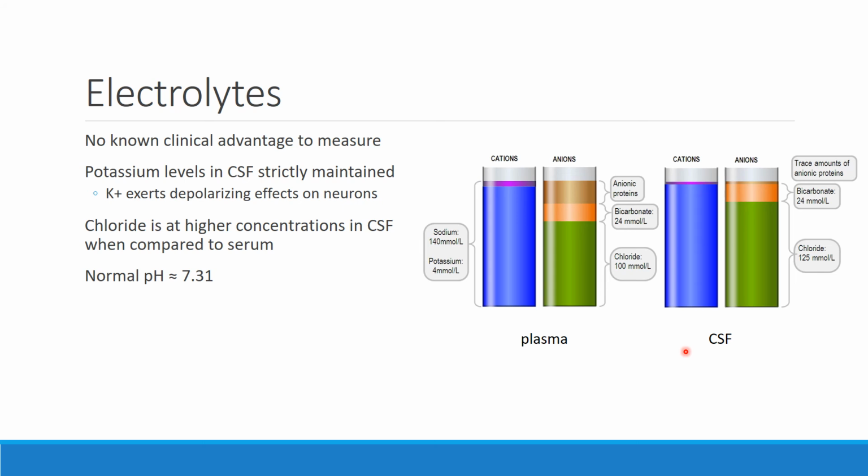So you're maintaining the potassium in the CSF at a very strict level. Not that it's not strictly maintained in the plasma as well. And the reason is potassium does have a depolarizing effect on neurons. And then, of course, your normal pH is 7.31. Again, we don't usually do this particular test. Its clinical value is minimal.